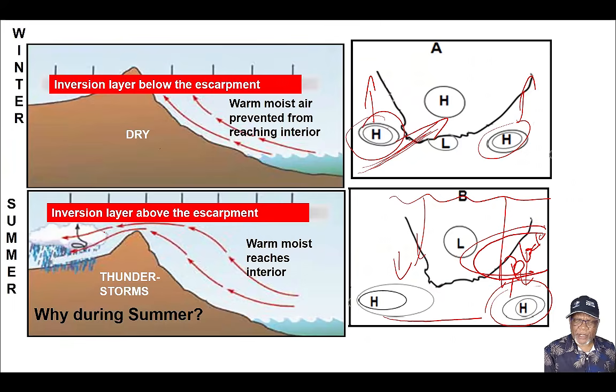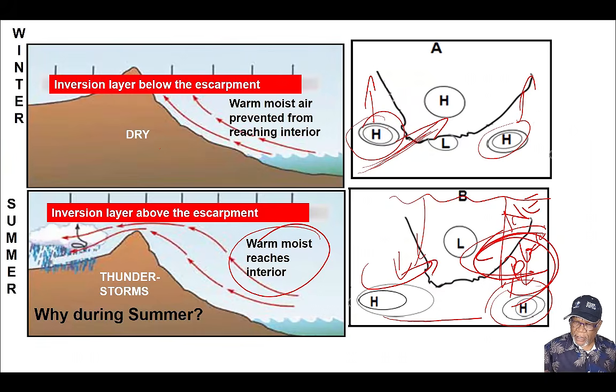Now, what do we have here? We have the cross section. So we can see the warm, moist air is able to reach the interior. This will be the moist air reaching the interior as your northeast winds, and then we have cold, dry air as your southwest winds. Then you're going to have your moisture front, and then your line of thunderstorms. So that is what we're going to experience during summer.